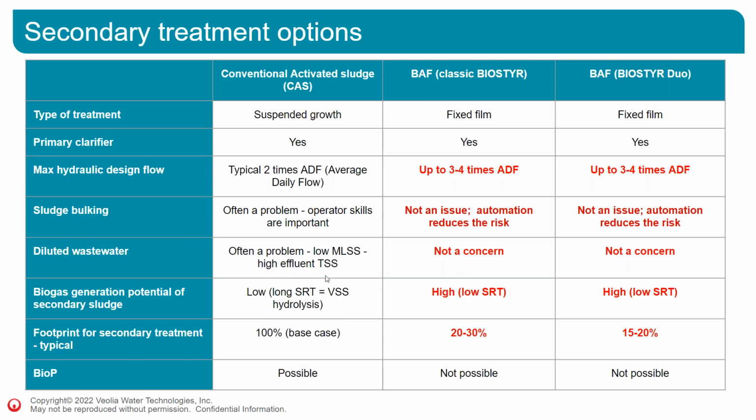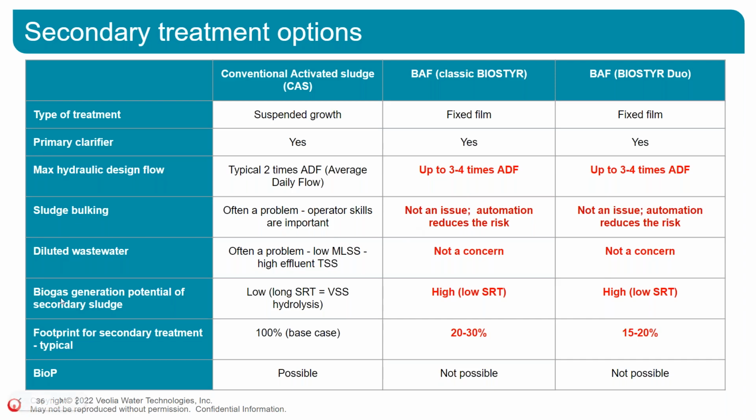It's hard with an activated sludge to have a diluted wastewater because it's complicated to manage your MLSS. With the Biostyr, it's not a concern because the bacteria are all fixed on the media, so they're not washed away. They just stay on the media. There's sludge bulking that is often a problem with the activated sludge when there's an issue with the biology in the activated sludge. This is not an issue with the BAF because the backwashes control the sludge. It controls the biomass being released. So there's no accumulation, and it really reduces the risk of having trouble with sludge bulking.